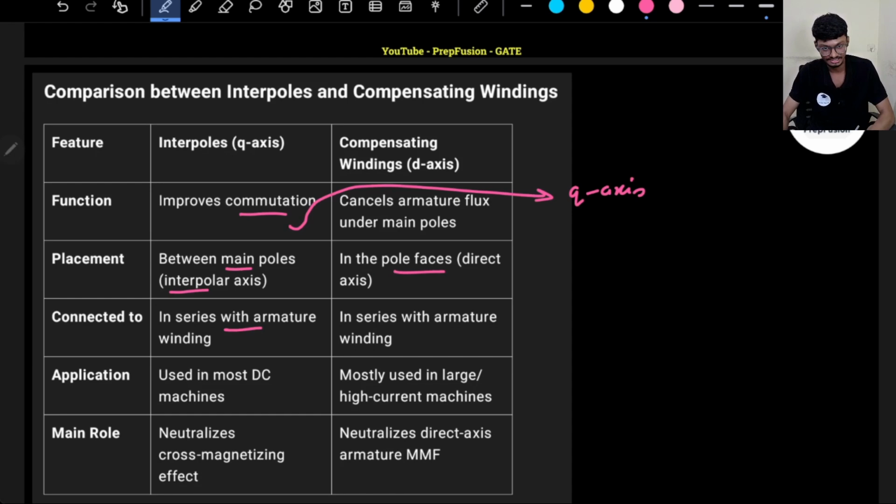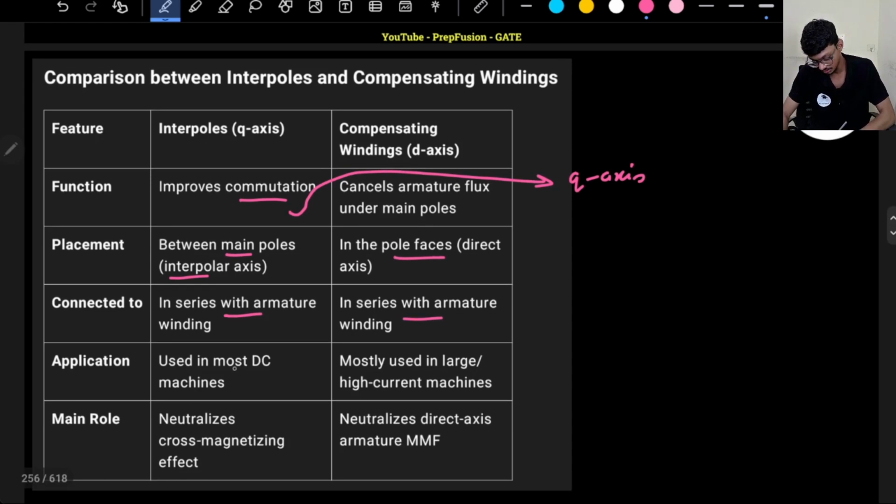Again, it is connected in series with the armature. Both interpoles and compensating winding are connected in series with the armature. Application: used in most DC machines, and mostly in large, high current machines. Mostly both of them together will be used actually.